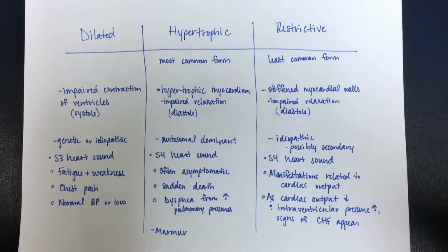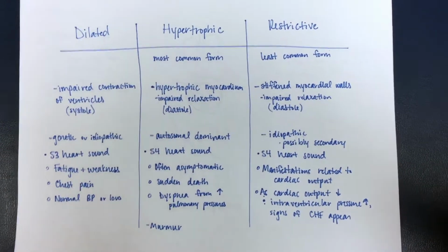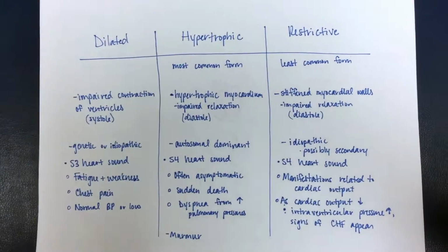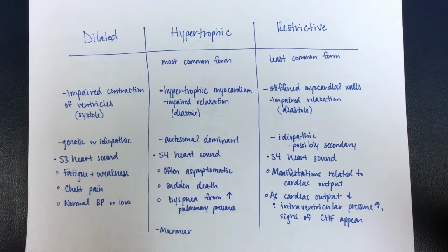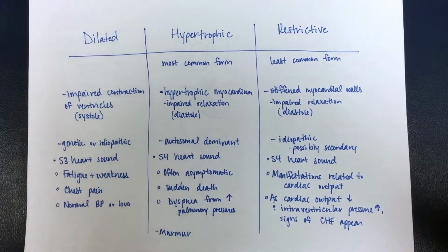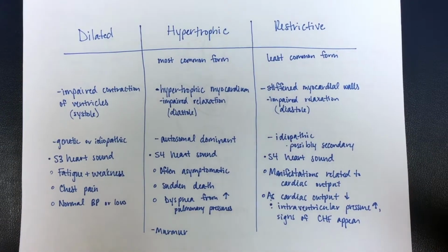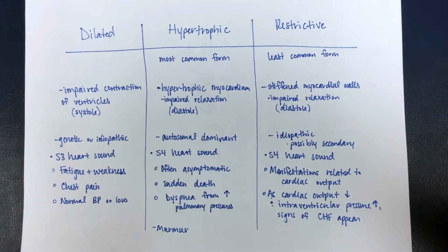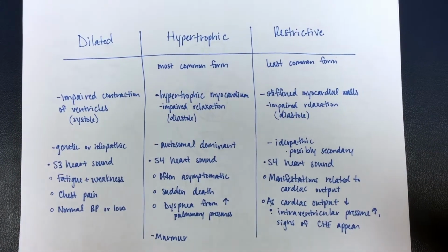And it has that impaired relaxation, which is in diastole. And this is usually idiopathic. It might be a secondary cause. It's something that they aren't super sure on. But manifestations of restrictive cardiomyopathy are related to the cardiac output. And then as that cardiac output decreases and the intraventricular pressure increases, that's where you're going to see the signs of congestive heart failure appearing.